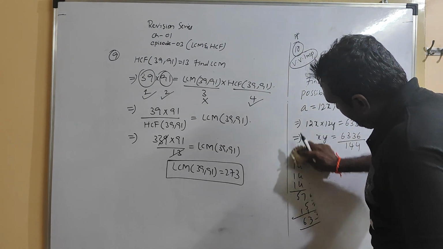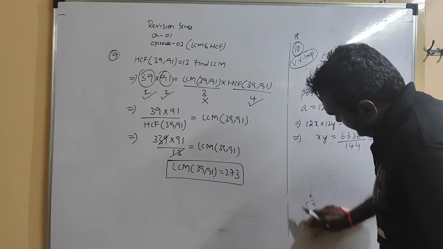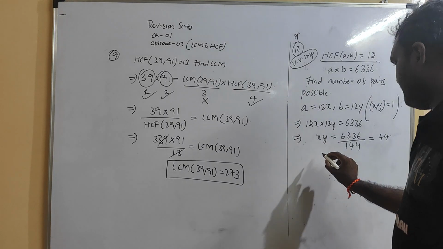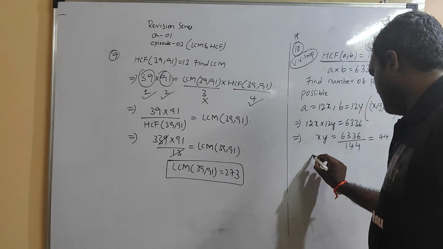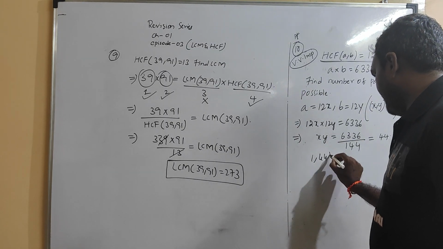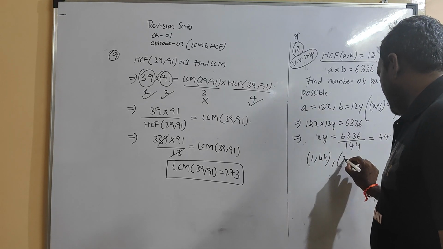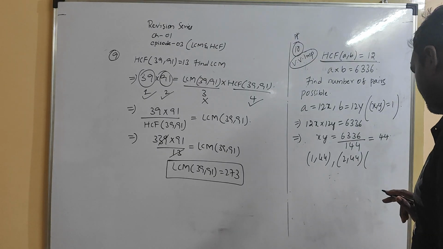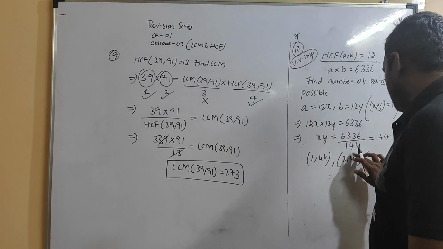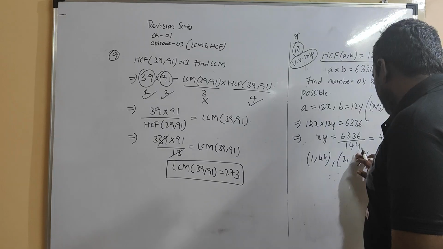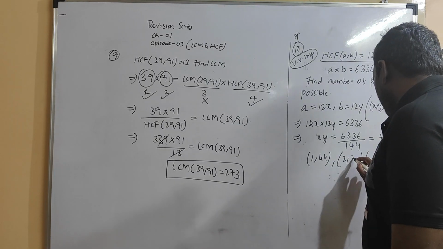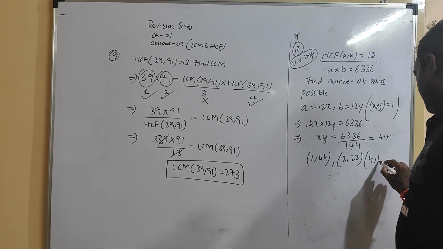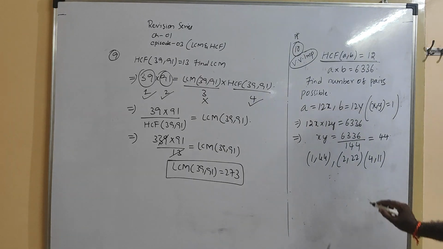Then tell me what are the possible pairs I can design here. If x and y are co-primes, write the factors of 44. 1 comma 44 is one pair. The second one is 2 comma 22, not 44, you will be getting. The third one is 4 comma 11. This and all I got.